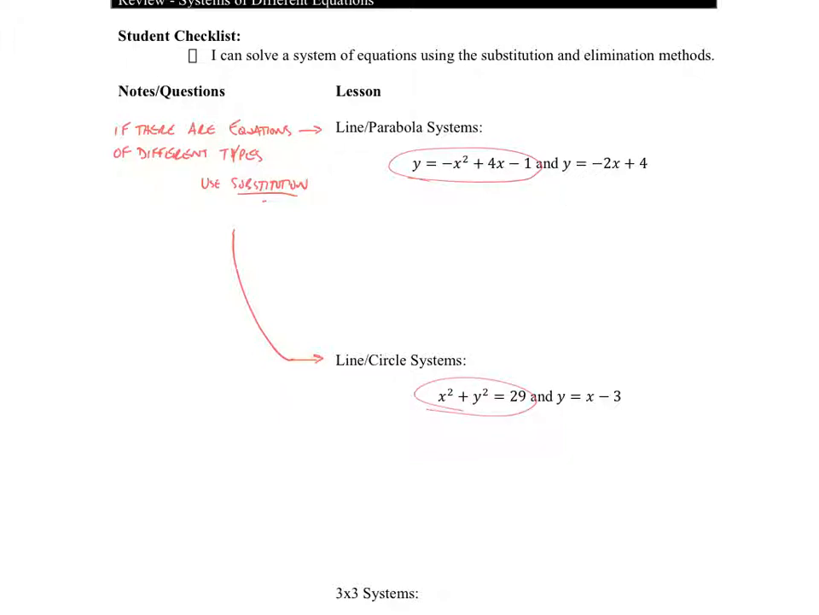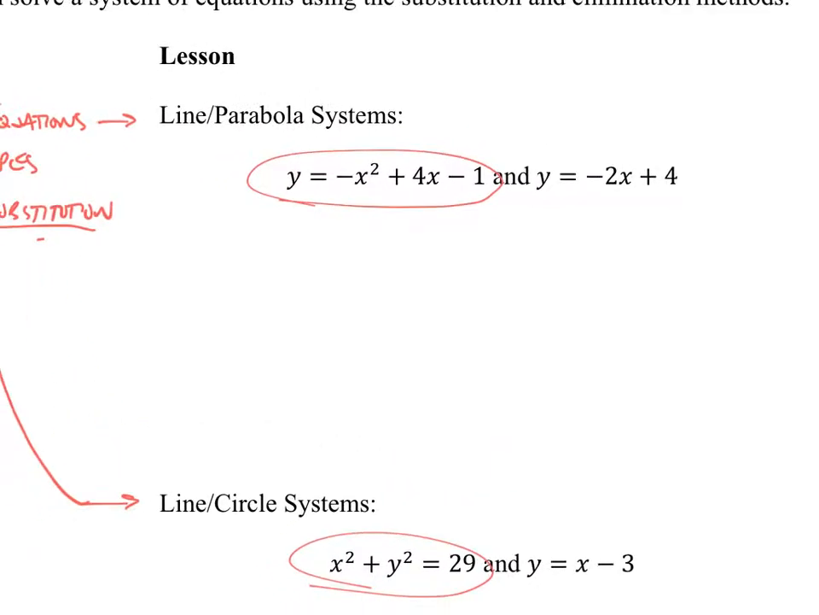And furthermore, if you really want to make a note of it, the thing you're always going to substitute will be the line or the lower order function. So you would take your line here, which is a very simple function, and plug that into your parabola. Over here, you'll take your line and plug it into your circle. So whichever is the simpler of the two, plug that in, right?